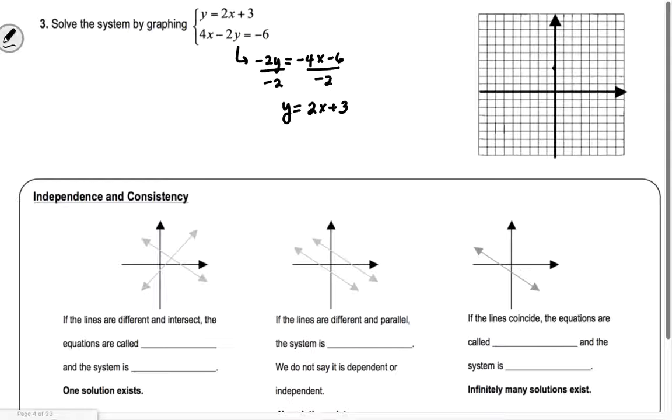So you're going to go up to 3. And your slope is 2 over 1, right? So you're going to go up 2, right 1, up 2, right 1, up 2, right 1. And what do you notice? What was the first equation that I skipped? I should have graphed it first. It's exactly the same. Funny how that is, right?